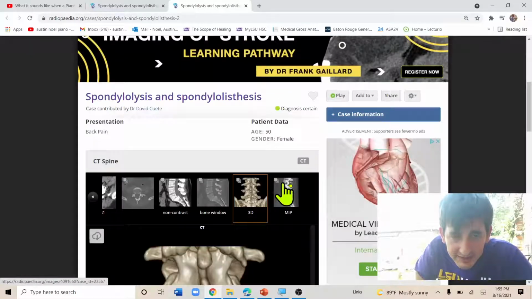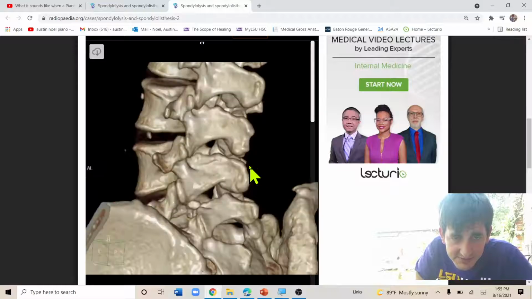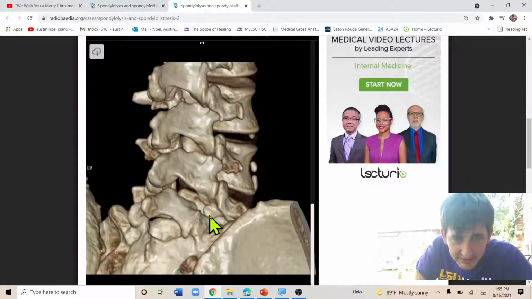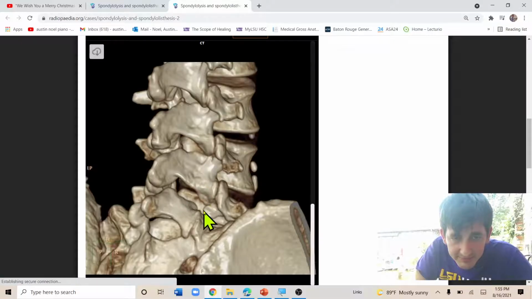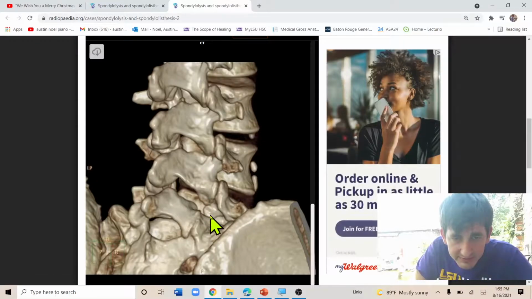And lastly, I haven't even looked at this picture. Okay, so you can see right there, there's that loose bone fragment. This is all one piece, nicely, and then there it is there. Maybe, no.